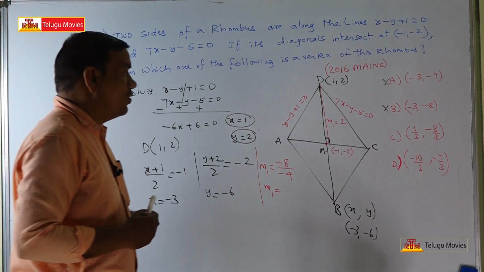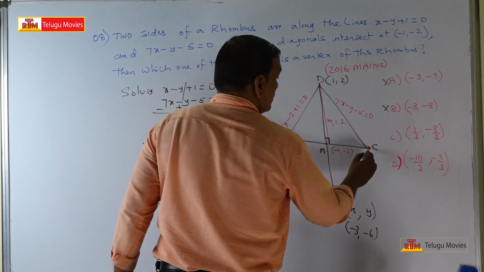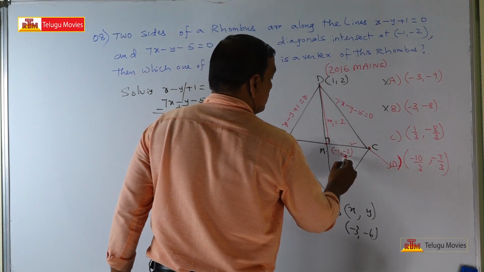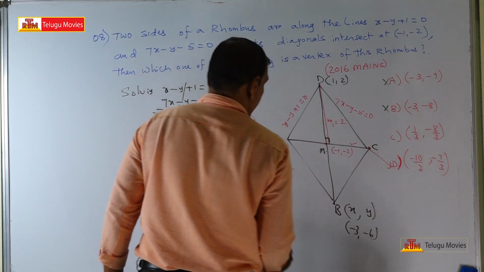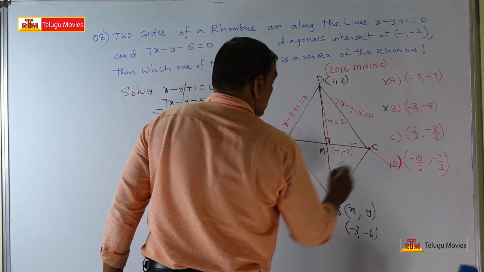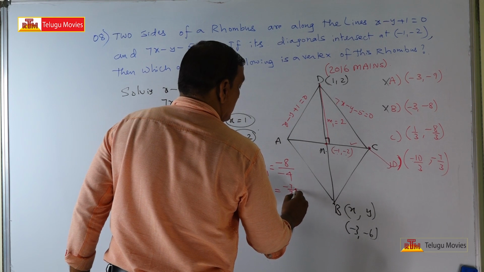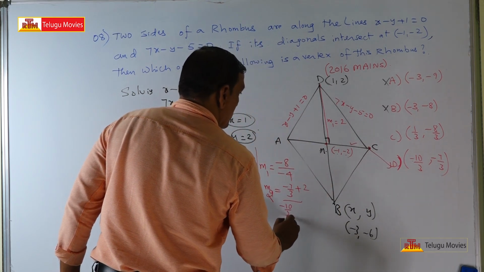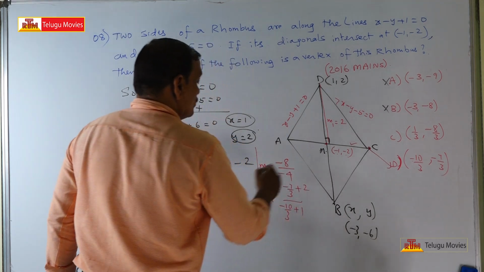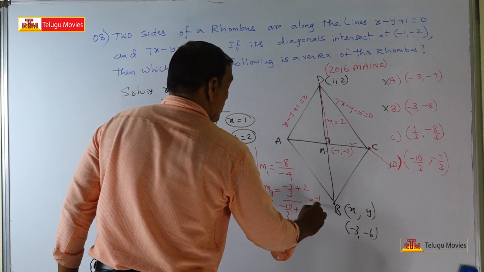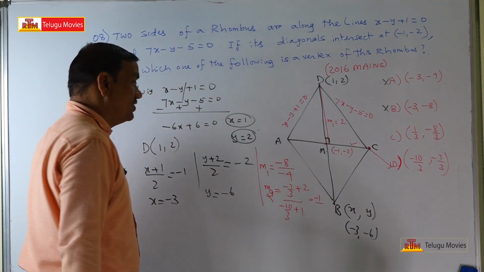Now I will take option D and check the slope of this line. Minus 1, minus 2, minus 10 by 3, minus 7 by 3. Let it be m2: y2 minus y1, minus 7 by 3 plus 2, by x2 minus x1, minus 10 by 3 plus 1. So if you observe, 3 2s are 6, this is equal to minus 1, 3 1s are 3.